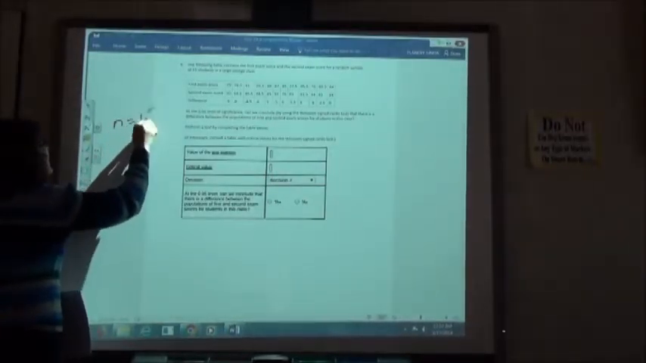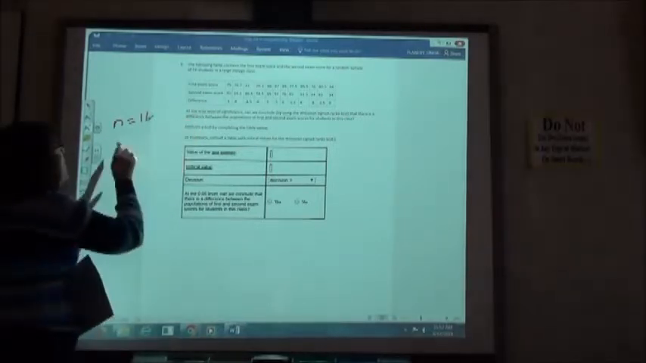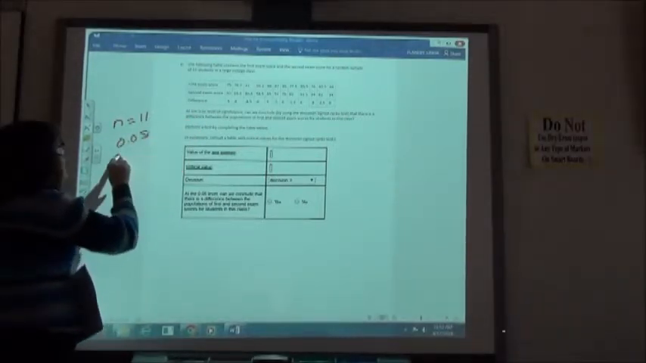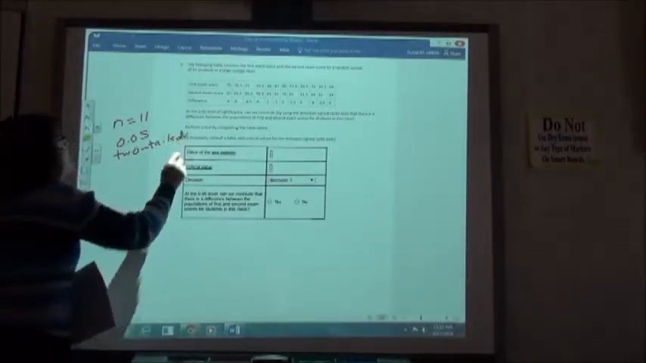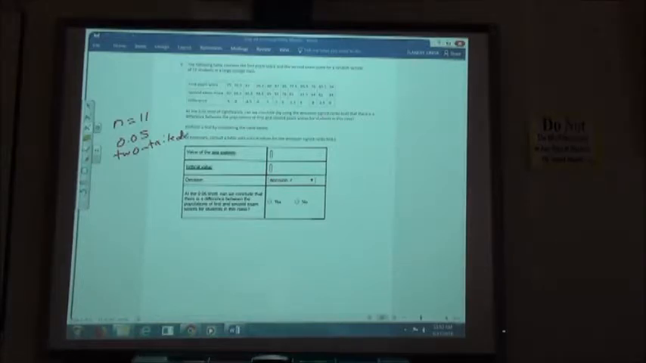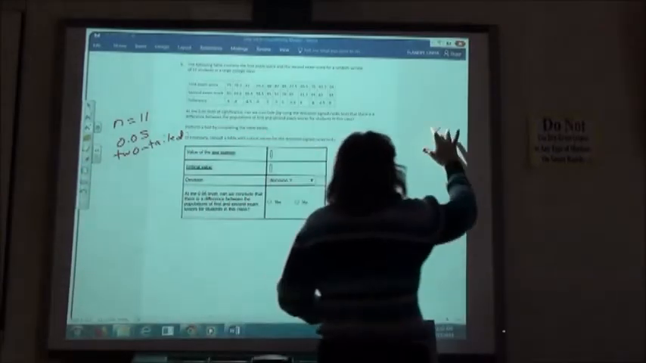N is going to equal 11. So on here, we are going to use a 0.05 level of significance. Again, because it's an equal and a not equal, we're using the two-tailed test. And so the first thing I'm going to do is go ahead and go over on my table and find what my critical value is going to be.